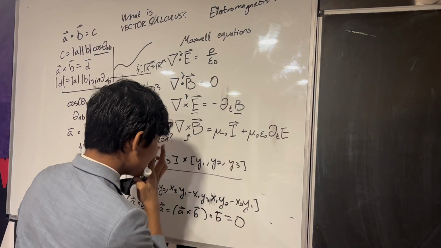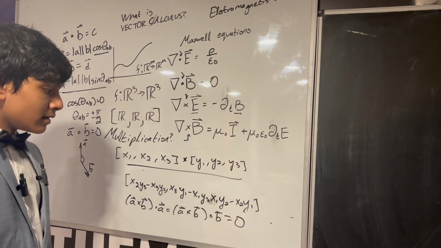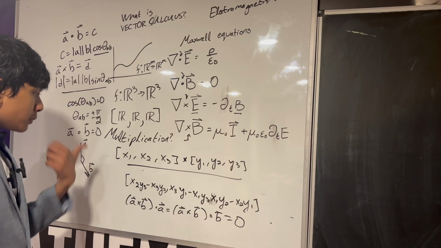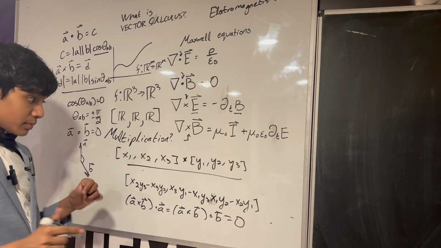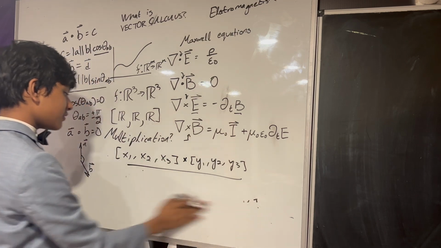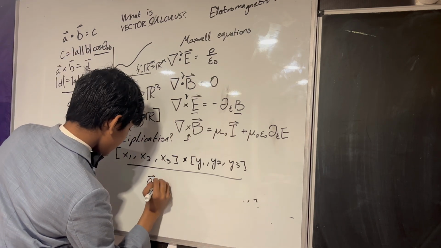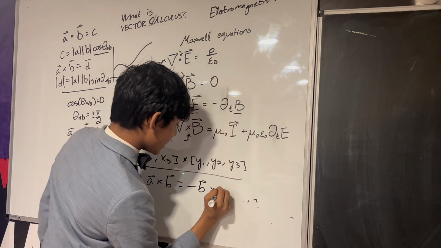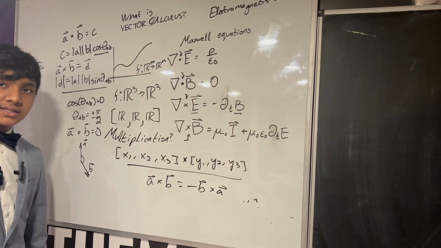Also, do note that unlike the dot product, which is commutative, cross multiplication is not commutative. It's actually anti-commutative, because A cross B is equal to negative B cross A, which you might have guessed from its full expansion.